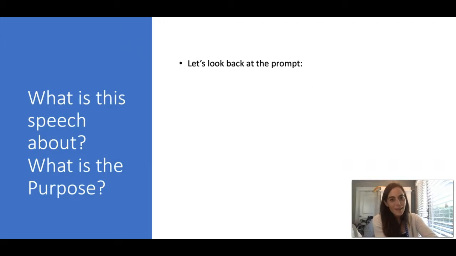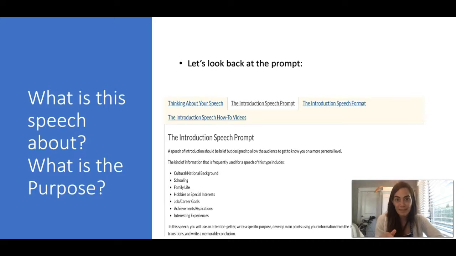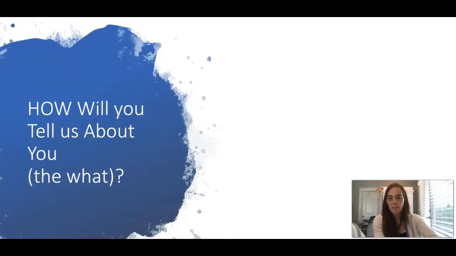Well, if we look back at the prompt, right here, it lets us know, oh goodness, a speech of introduction should be brief, but is designed to allow the audience to get to know you on a more personal level. Well, how exciting. It tells us right there in the prompt exactly what the purpose of this speech is. And the purpose is to introduce yourself to us. And so how are we going to get to know you a little bit better? So what this speech is about is, in fact, you.